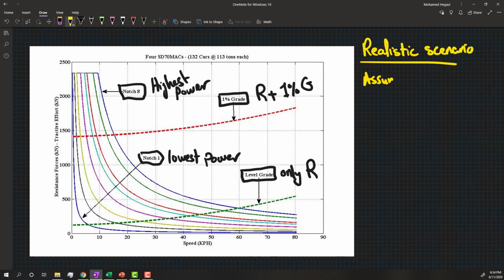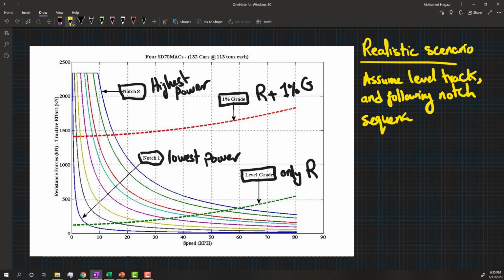And we can just notice by simply observing this plot that there is a huge difference in resistance by having a 1% grade only. And the reason for that is the resistance of grade multiplies significantly because these trains are very long and therefore very heavy. In this case, 132 cars, each 113 tons of mass. And that's why 1% of grade more than doubles your resistance.